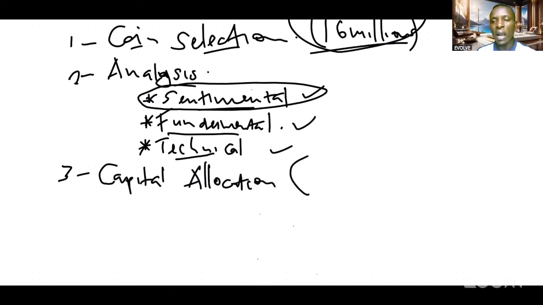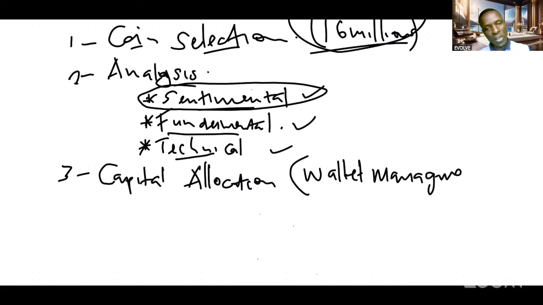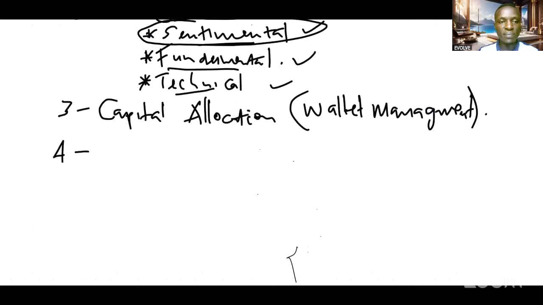Wallet management. I see some of you are fighting to get your money in the market. Don't worry, the money will get in the market. Wallet management or capital allocation. And lastly, I think that would be the last one. Number 4 is identifying the first buying amount. These are the 5 things.